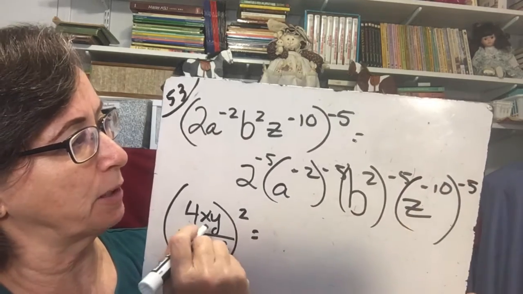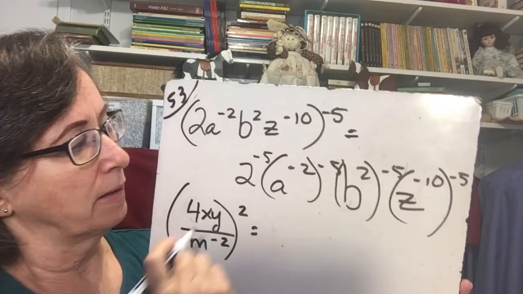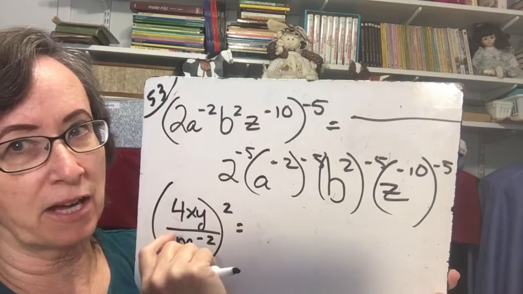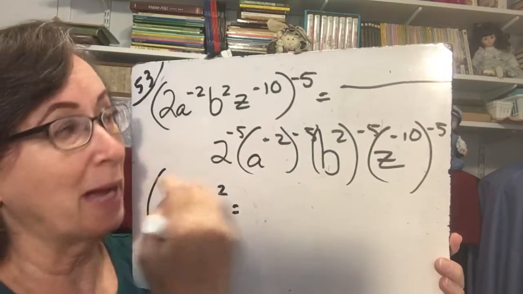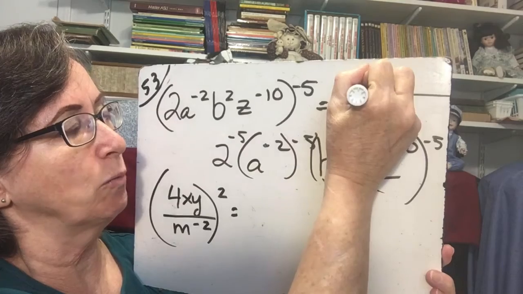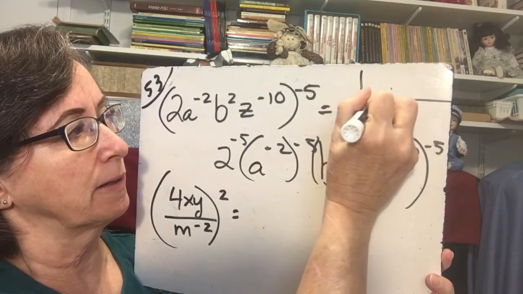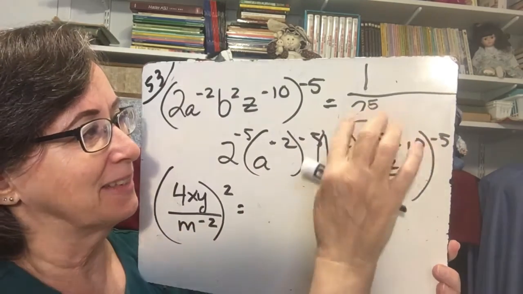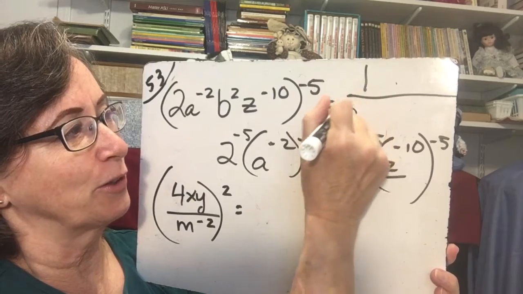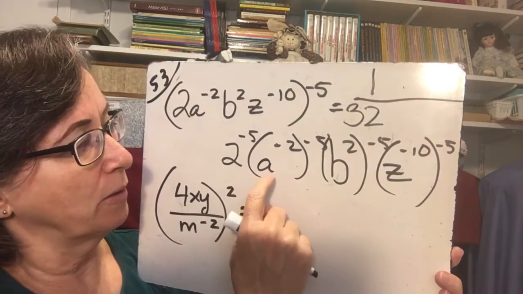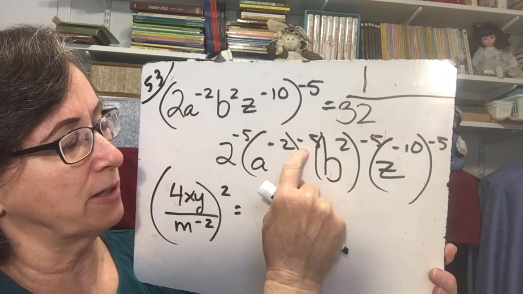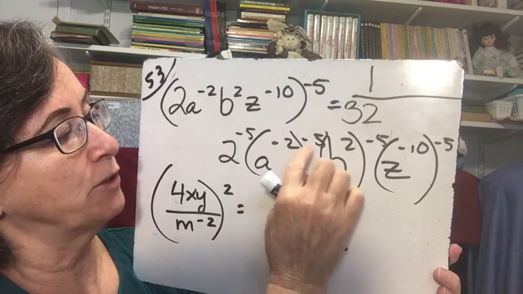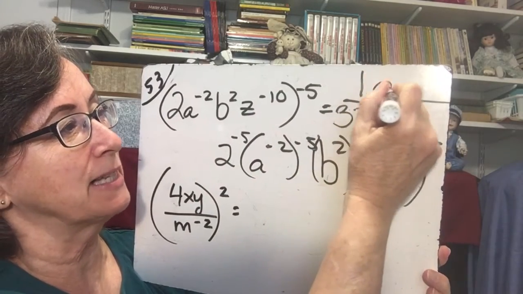So let's clean this up a little bit. All right, now, I'm going to put a division sign right here. 2 to the negative 5, I have a negative exponent. So I'm going to make it go downstairs and be 1 over 2 to the 5. So it's a little cleaner, right? And 2 to the 5 is 32. 1 over 32. Okay? So, a to the negative 2 raised to the negative 5. Negative 2 times negative 5 is 10. So that's going to be a to the 10.